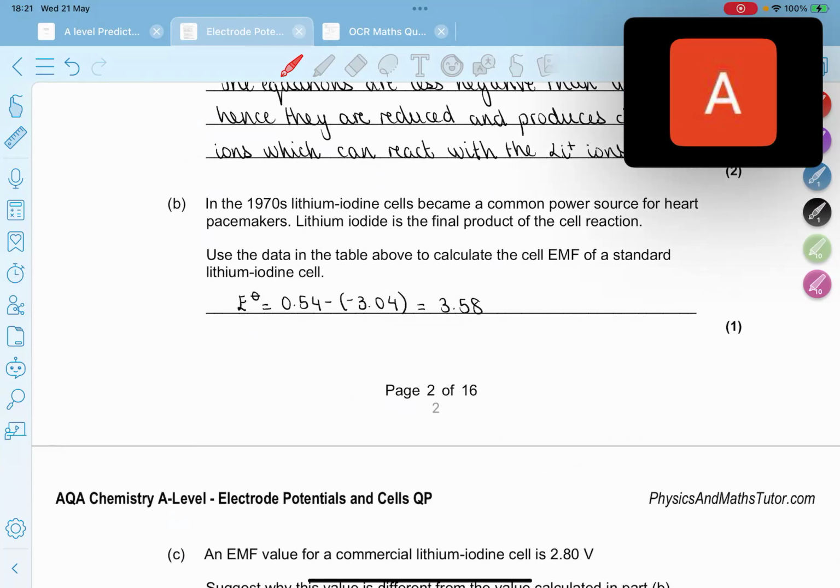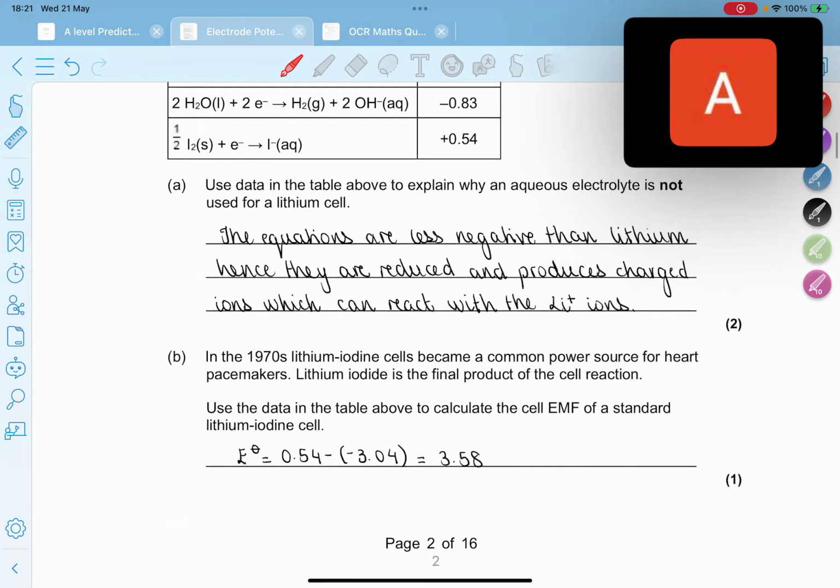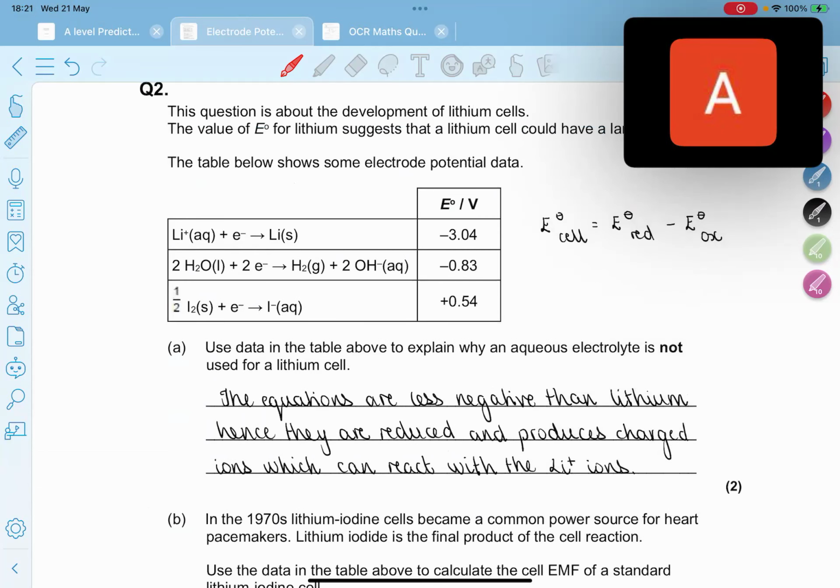This is easy: to find out the EMF of a standard lithium iodine cell. Take the most bottom reaction. Iodine and lithium are reacting, so which reactions do we choose? The first reaction and the last reaction. The more positive will be the cathode, the more negative will be the anode. For the anode, you have to flip the reaction, flip the sign, and then add up.